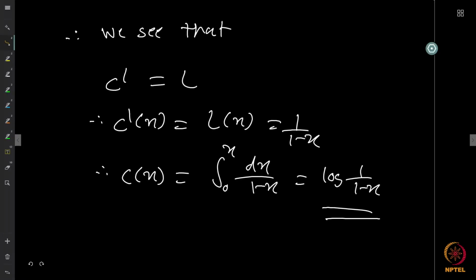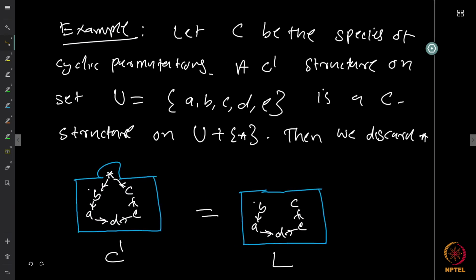So from this we can see that C'(x) is actually equal to L(x), which is 1/(1-x), and therefore C(x) must be the integral from 0 to x of dx/(1-x), which is log(1/(1-x)). Again, we obtained the same result that we proved earlier using another method, using the derivative.